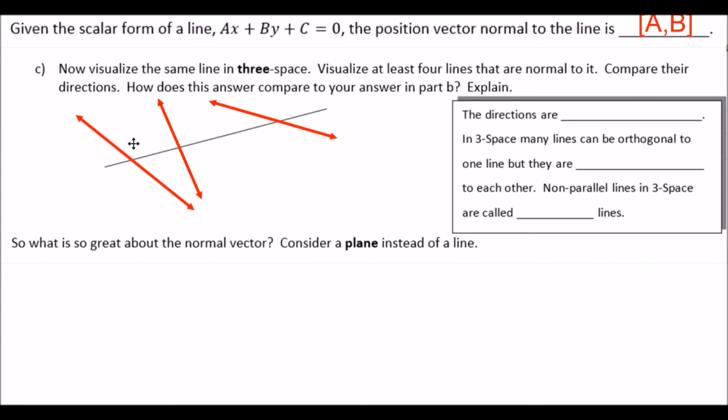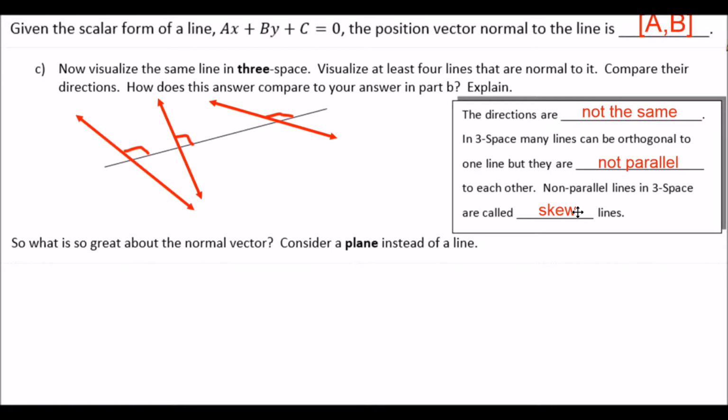Again, these are all perpendicular. Hopefully you can see here that these are different because the directions are not all the same. In 3 space, many lines can be orthogonal to one line, but are not parallel to each other. Non-parallel lines in 3 space are called skew lines. We'll learn more about this, I think, in lesson 4 or lesson 5.